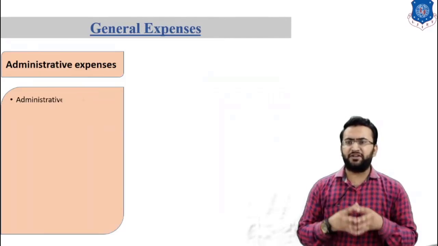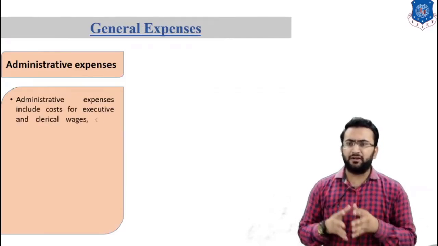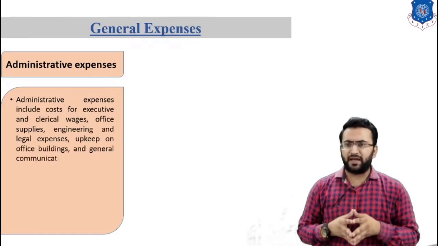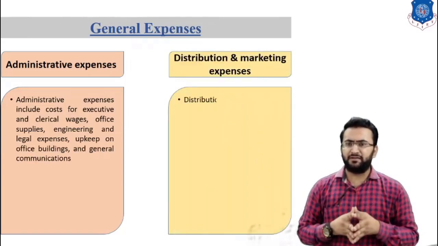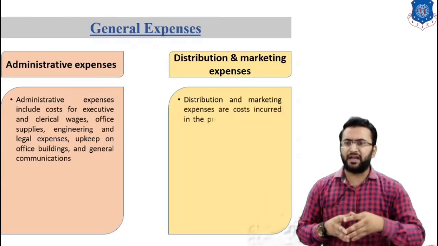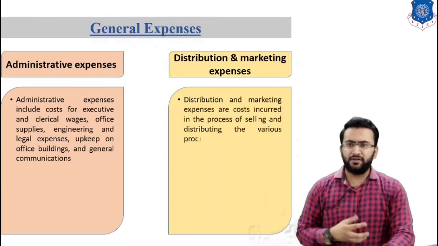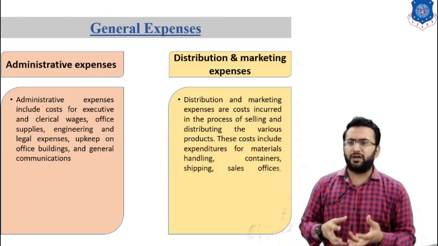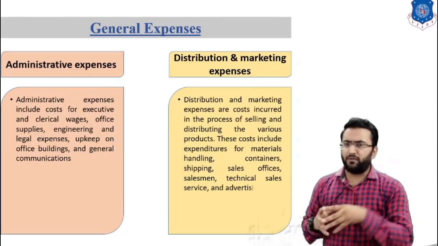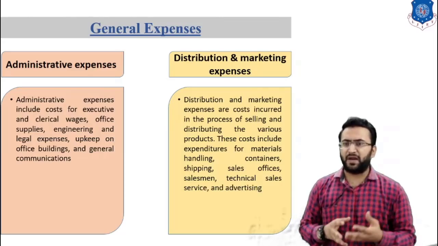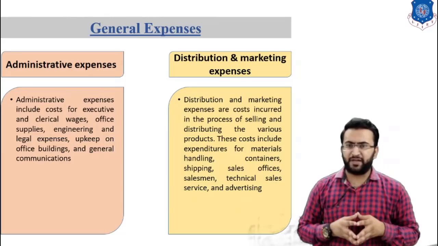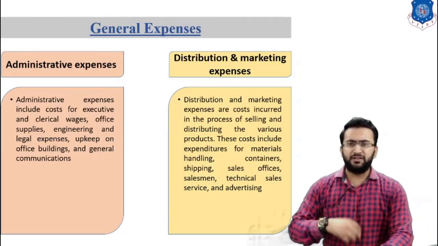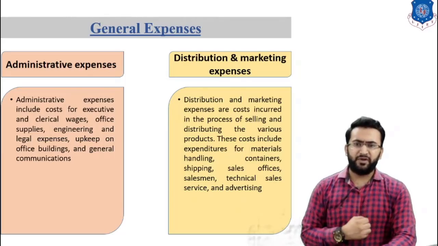So what is administrative cost? Administrative costs include cost for the executive and clerical wage, office supply, engineering and legal expenses, or we can say upkeep of building and general communication. So these are costs required for the administrative work, which include the executive and clerical work for the office and office supply, engineering and legal expenses, upkeep on office building and general communication. These are all considered in administrative cost.